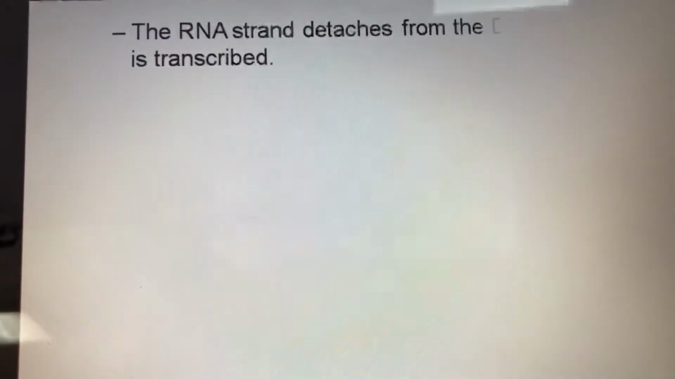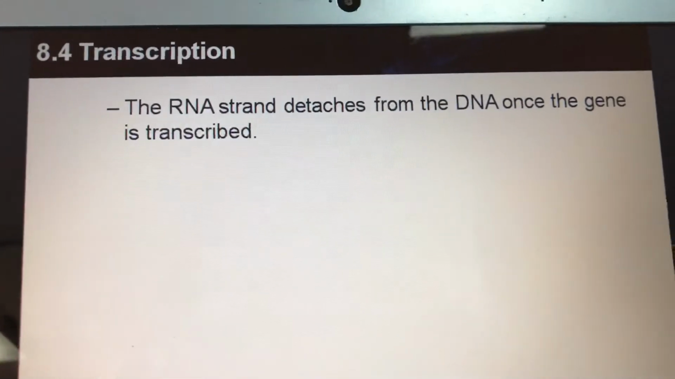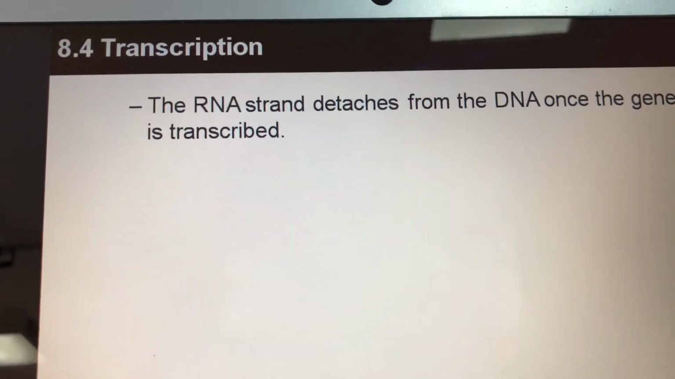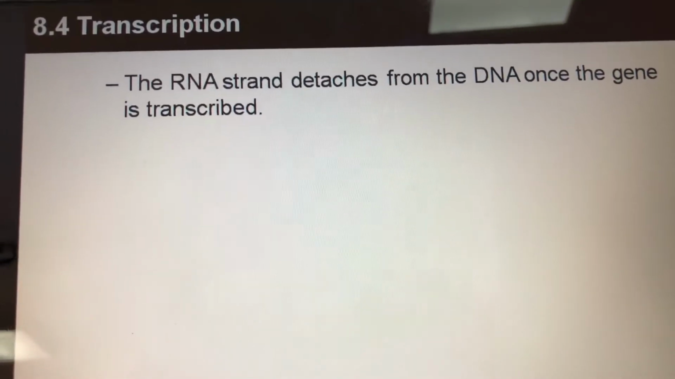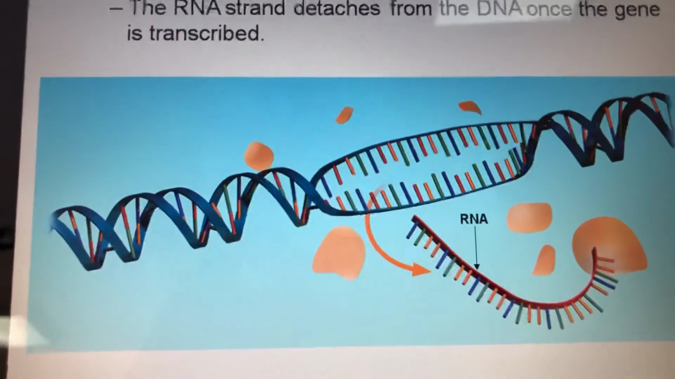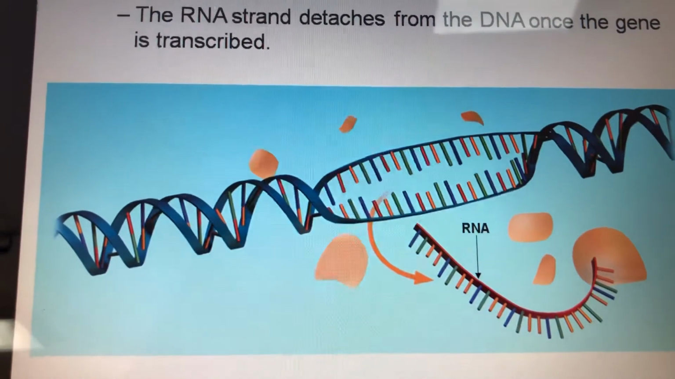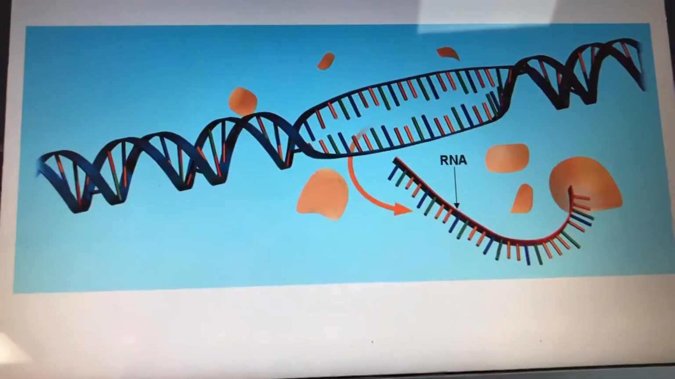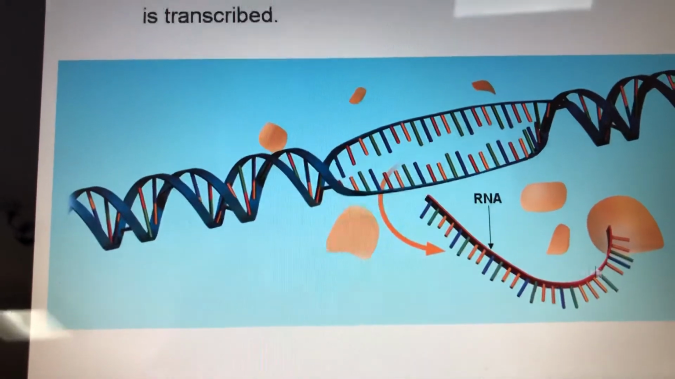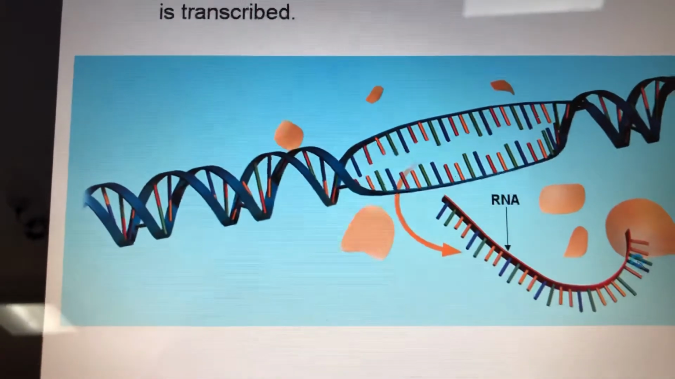Okay, now the RNA strand detaches from the DNA strand once the gene is transcribed, as you see, and it will start to leave the nucleus. All this happens inside the nucleus. This will start to leave the nucleus to go out to the cytoplasm.